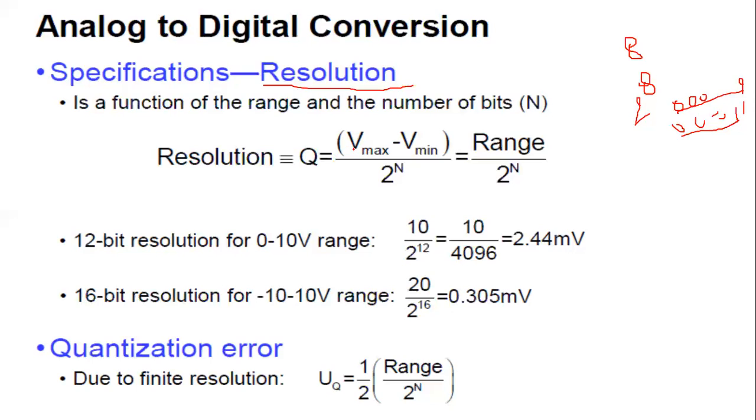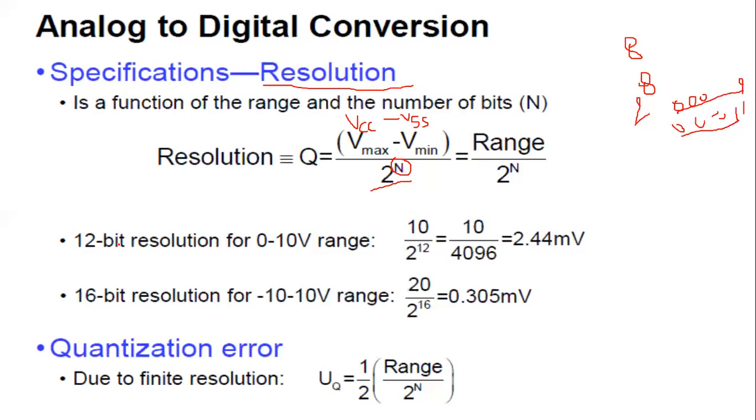The formula is (V maximum minus V minimum) divided by 2 power n, where n means the number of bits, such as 8-bit or 16-bit conversion. V maximum minus V minimum, or VCC minus VSS, divided by 2 power n. This VCC minus VSS is called the range, so resolution is range by 2 power n.